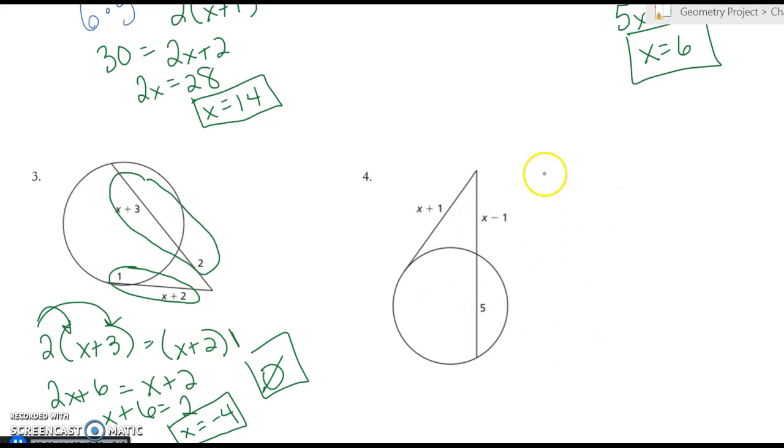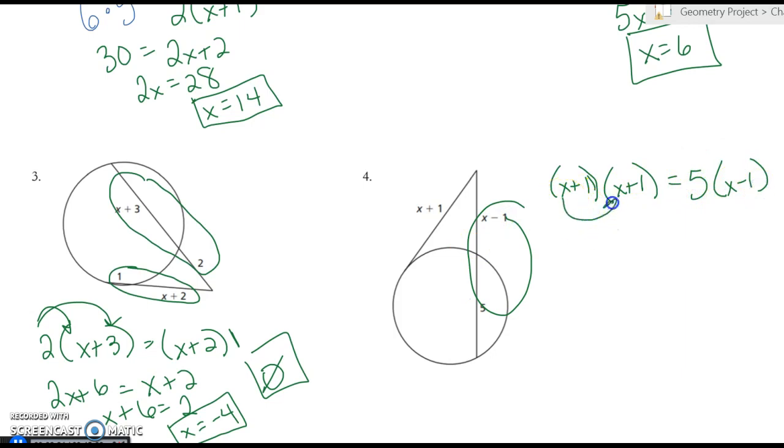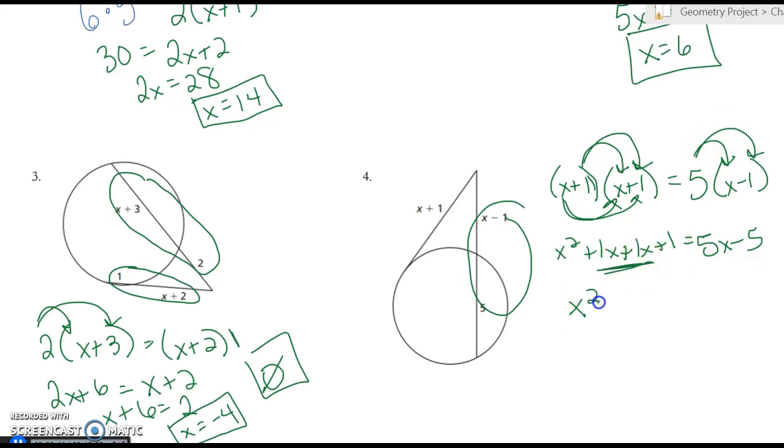All right, over here, let's try this one. X plus 1. Because that's the tangent, it's just x plus 1 times x plus 1. And then over here, it's these two. So it's 5 and x minus 1. Remember, when you distribute this, you get x squared, 1x, and then I have to distribute this 1x, and 1. And then over here, I get 5x minus 5. So when I combine these, I get x squared plus 2x plus 1 is 5x minus 5. You're not going to have many problems like this, but we need to make sure you understand how to do this if you do see it.